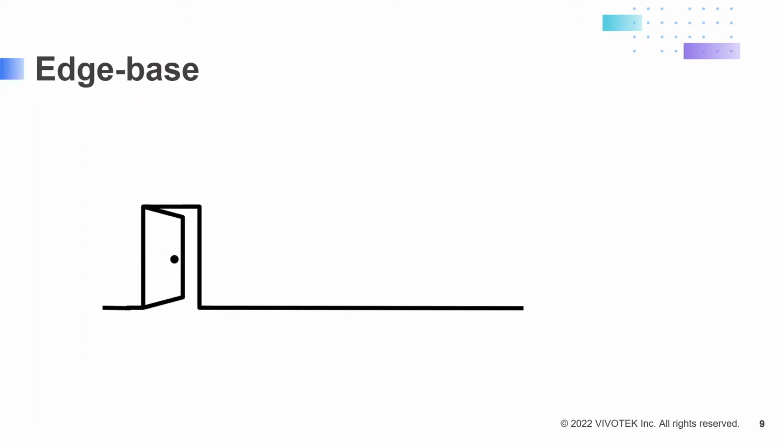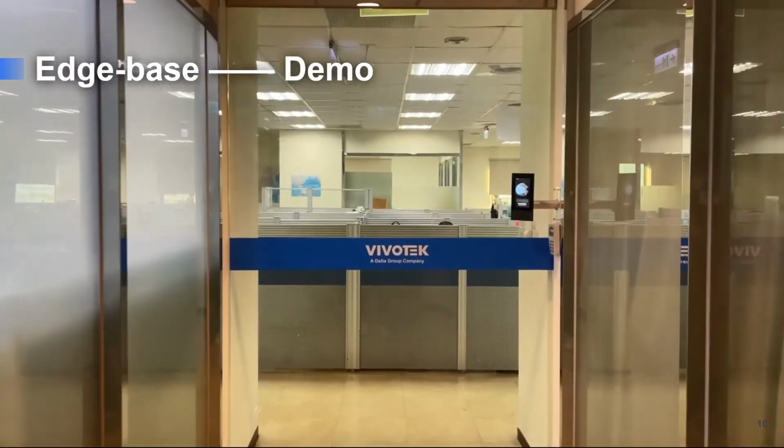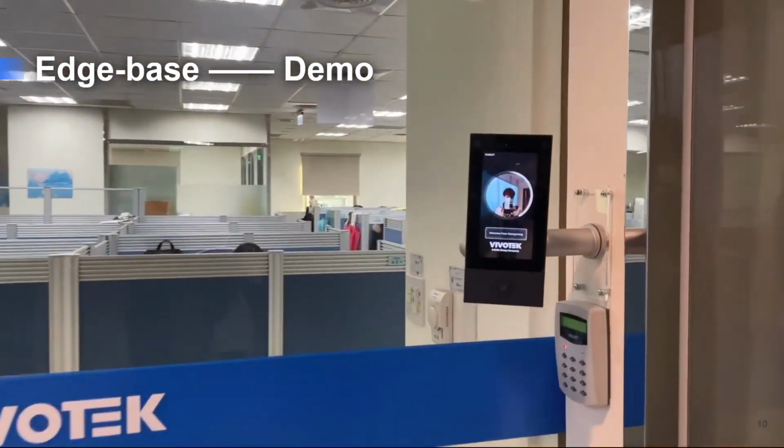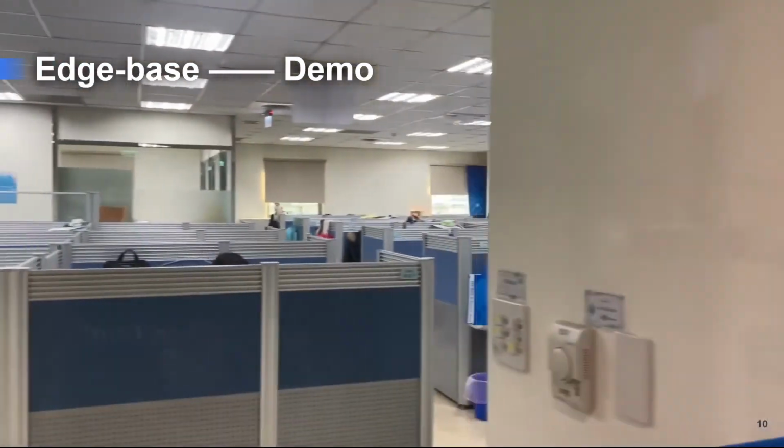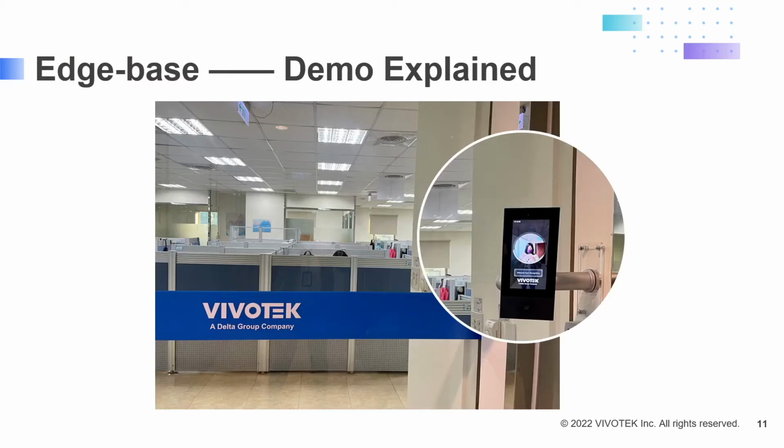In the case of an edge-based approach, we'll be using a facial recognition tablet as an example. Now in the following demo video, you will see a person walking towards the tablet. The tablet recognizes the person, then opens the door. Usually in this case, another software will be involved for the central management of the database. So a quick breakdown of the demo video, you will see that this tablet both captures and recognizes the person that is in front of it.